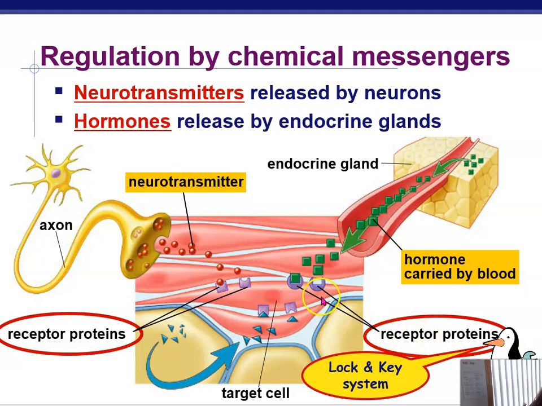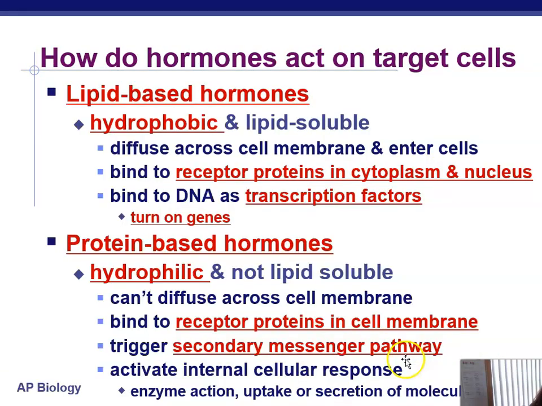Notice the receptor proteins for the hormone from the endocrine system look a little bit different than the receptor proteins that are intended to receive the neurotransmitter coming from the neuron. All of this is like a lock and key system, making a target cell receive only very specific messages, specific signals. So the two different types of messages could be lipid or could be protein.